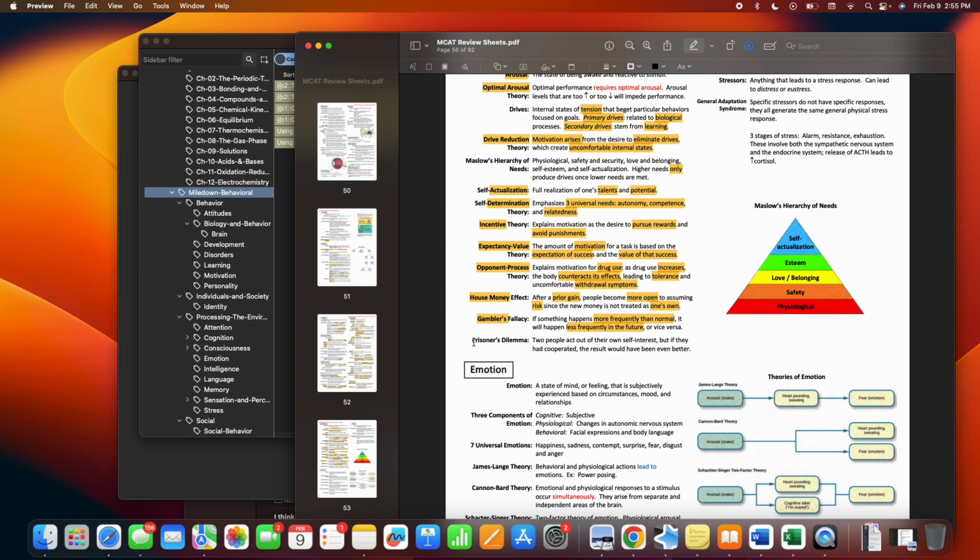Prisoner's dilemma. That's a famous one. That's when both prisoners don't see each other. Two people act out of their own self-interest, but if they had cooperated, the result would have been even better. So if you cooperate, your result is even better.